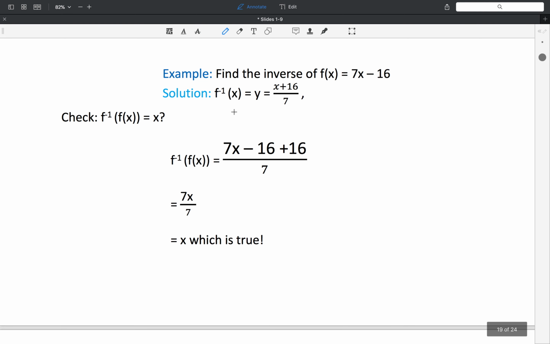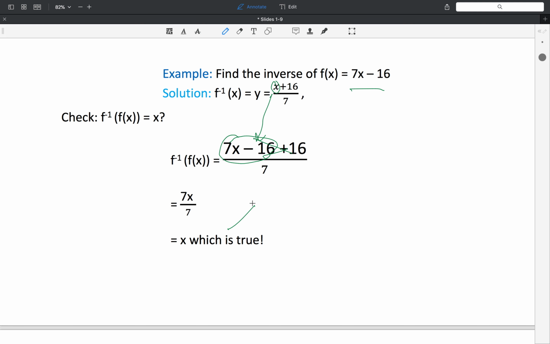Okay, so I need to check this. So I look at f inverse of f of x. Here's my f inverse. So I'm going to apply 7x minus 16 here, because that's what that is. These cancel. I get 7x over 7, which is x, which is true.